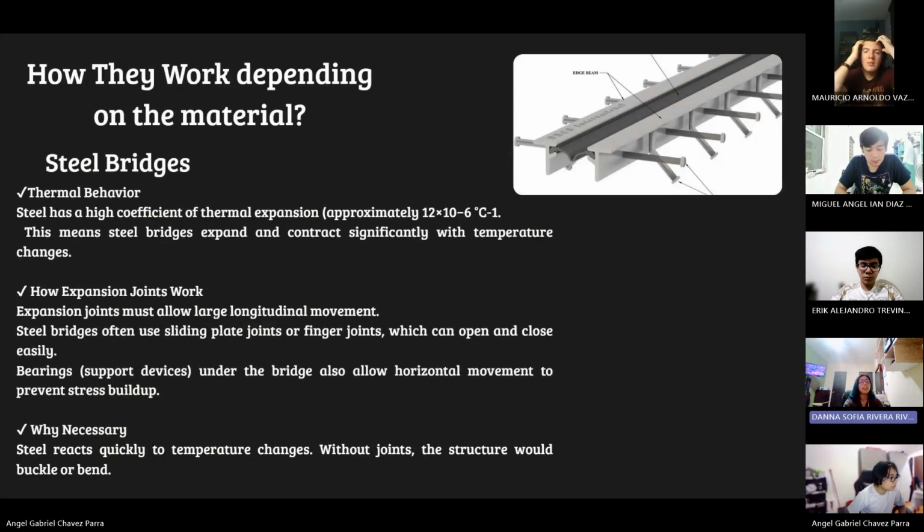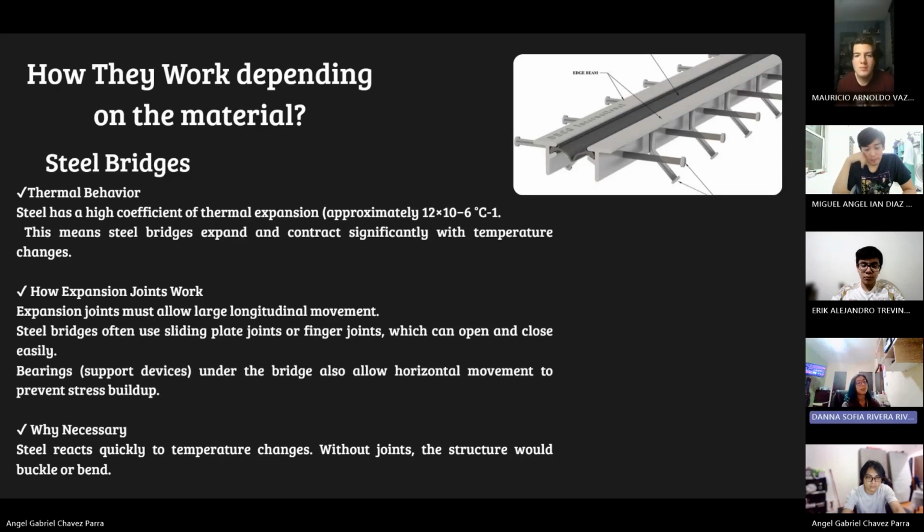How they work depending on the material. Steel bridges. Thermal behavior. Steel has a high coefficient of thermal expansion, approximately 12 times 10 to the minus 6 per degree Celsius. This means steel bridges expand and contract significantly with temperature change.